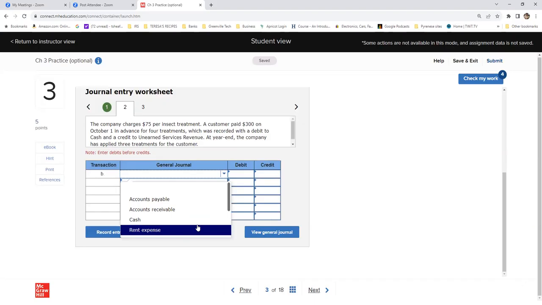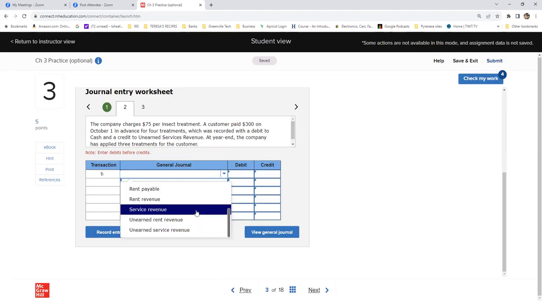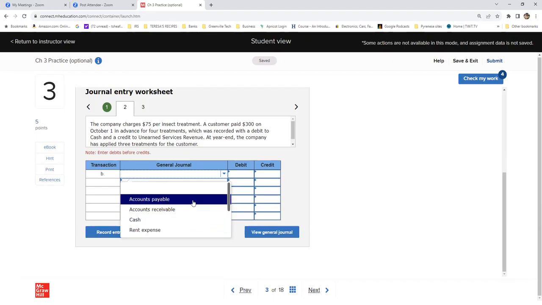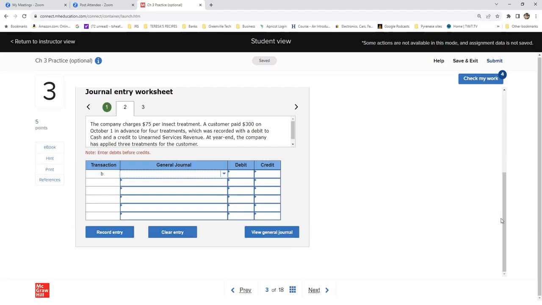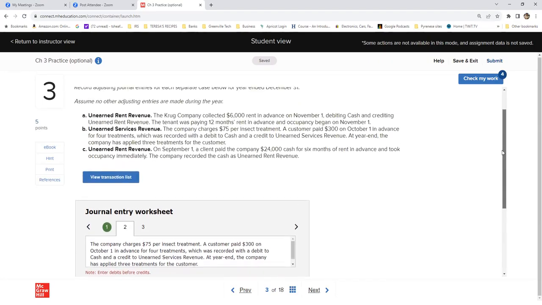Flipping too fast on me. Let me go back to the top here and see if we get a clue in there. Debit to cash, credit to service revenue.